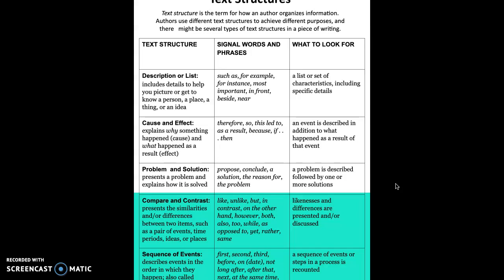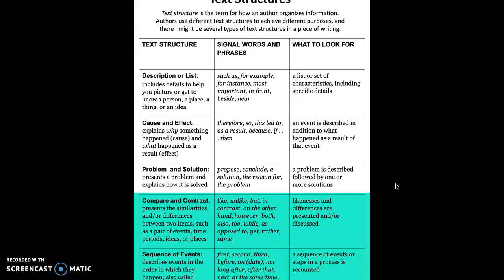Under cause and effect, we have explaining why something happened, the cause, and what happened as a result. That is the effect. Signal words you would look for are therefore, so, this led to, as a result, because, if, then. An event is described in addition to what happened as a result of that event. So problem solution, you would present a problem and explain how it is solved. Now, signal words here would be propose, conclude, a solution, the reason for the problem. What to look for? A problem is described followed by one or more solutions.